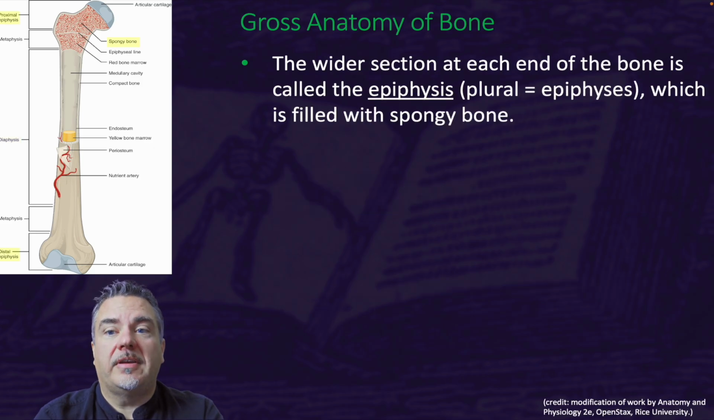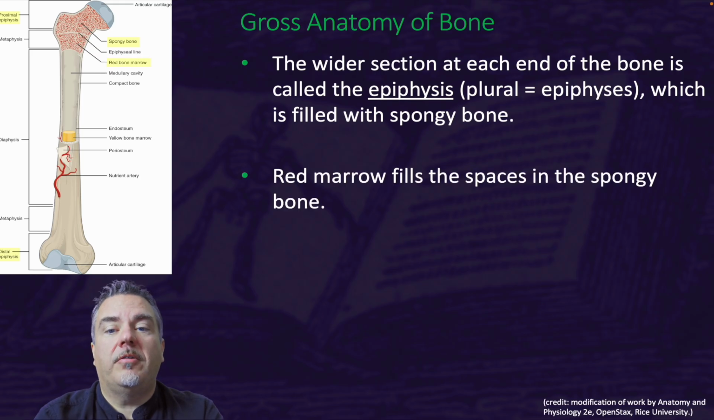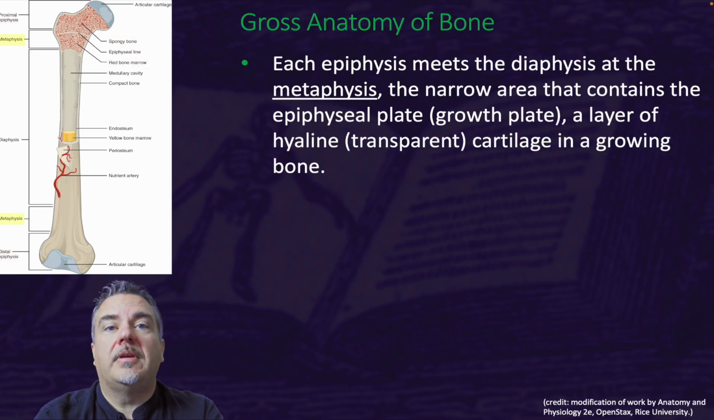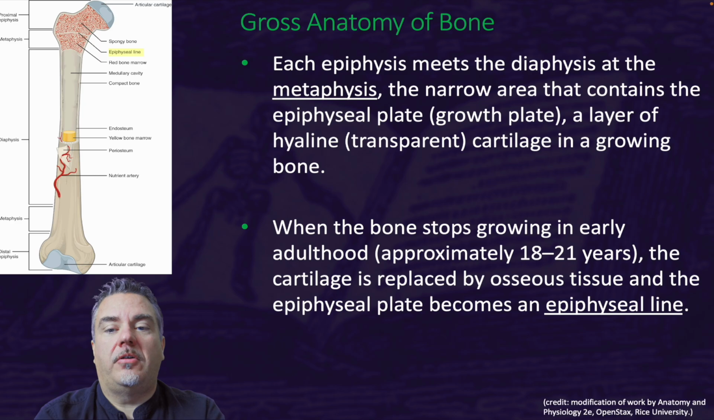The wider sections at each end of the bone are called the epiphysis, which is filled with spongy bone. Red marrow fills the spaces in the spongy bone. Each epiphysis meets the diaphysis at the metaphysis, the narrow area that contains the epiphyseal plate, which is a growth plate, a layer of hyaline, transparent cartilage in a growing bone. When the bone stops growing in early adulthood, approximately 18 to 21 years, the cartilage is replaced by osseous tissue and the epiphyseal plate becomes an epiphyseal line.